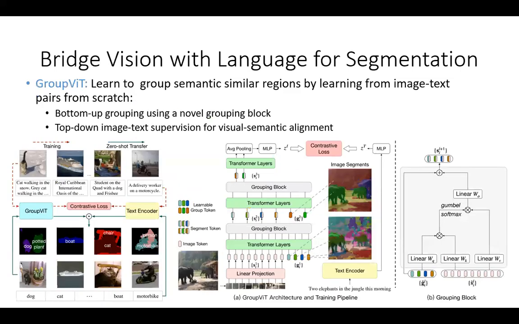One of the first works I would like to mention is GroupViT. It tries to learn to group semantically similar regions by learning from image-text pairs from scratch. It exploits bottom-up grouping using a novel grouping block as shown here, and further exploits top-down image-text supervision for visual-semantic alignment as shown in the middle figure. Finally, it turns out to work pretty well, with grouped regions emerging that become a semantic mask for the given image.